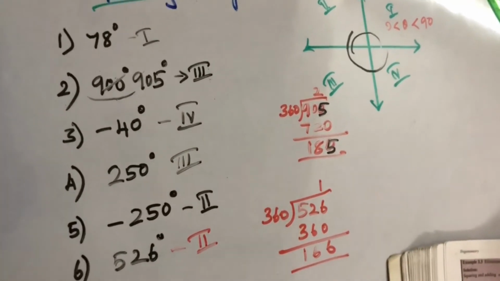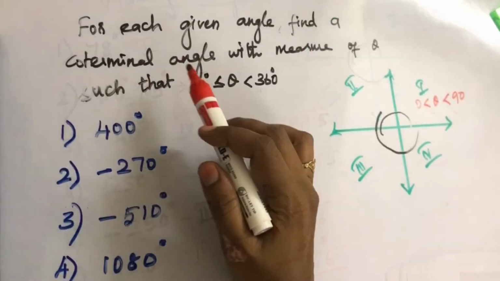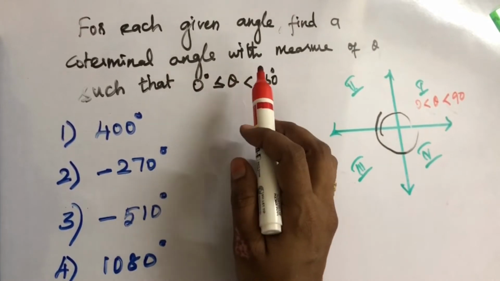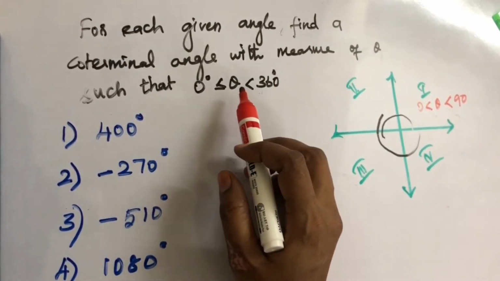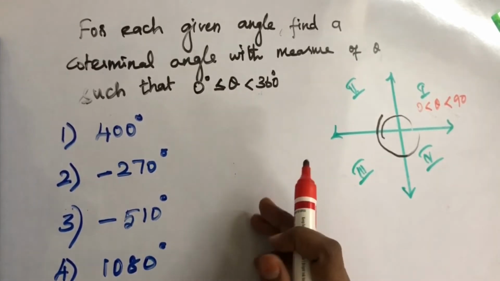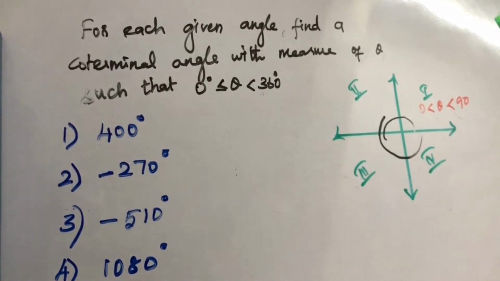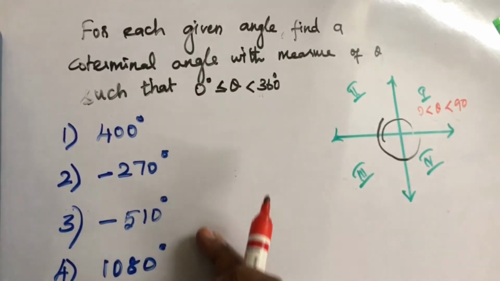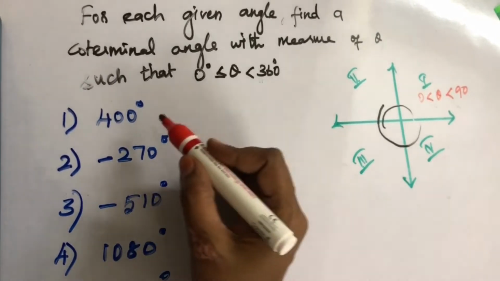Likewise, we have to find the quadrant. For each given angle, find the coterminal angle with measure of theta such that 0 degree less than or equal to theta less than 360 degree. We have to find the coterminal angle. That angle lies on the same place. Okay. So we have to find the coterminal angle for these given angles. So, first 400 degree.